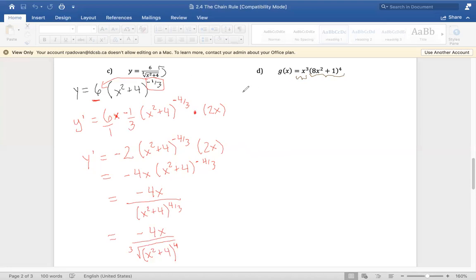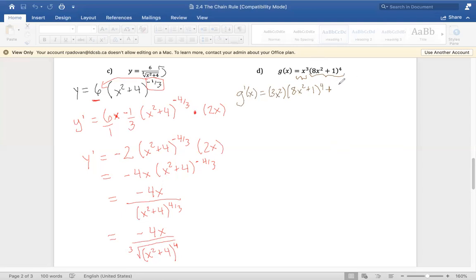So g prime of x, hopefully I have room here, sorry if I don't, is to get the derivative of the first. Well, the derivative of the first would be 3x squared. And then again, multiply that by whatever's there as the second term. So I'm just copying this down, 8x squared plus 1 to the power of 4. And then to that, don't forget we're going to add, when we have the product rule, the derivative of the second. So the derivative of the second would be bringing that 4 out in front.